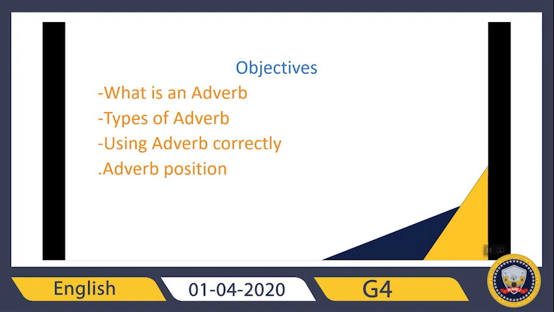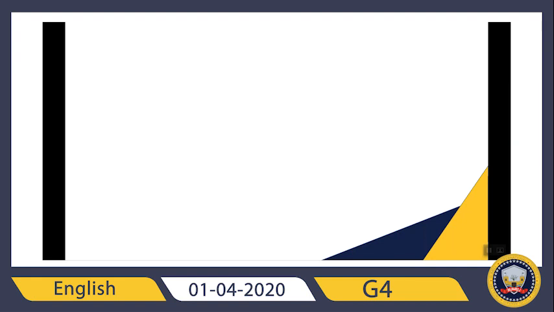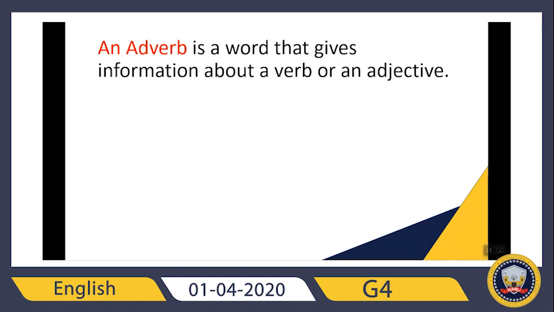So from the word verb, can you tell me what an adverb is? The adverb is what? It helps to give information about a verb or an adjective. An adverb is a word that gives information about a verb or an adjective.